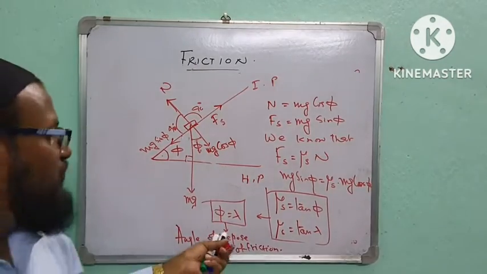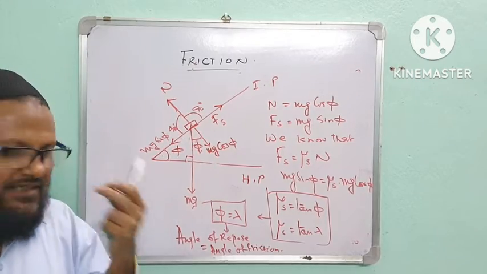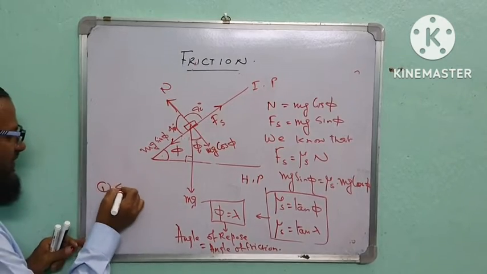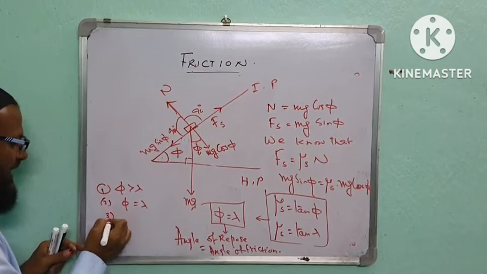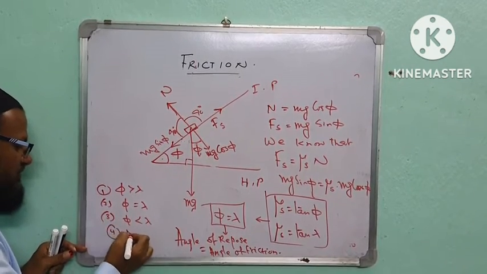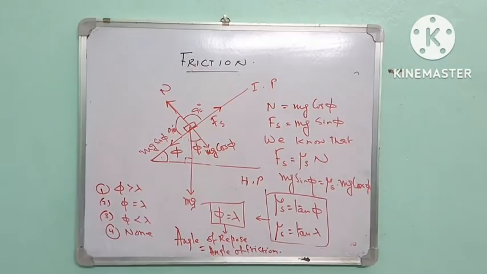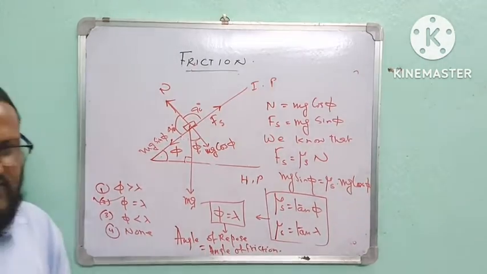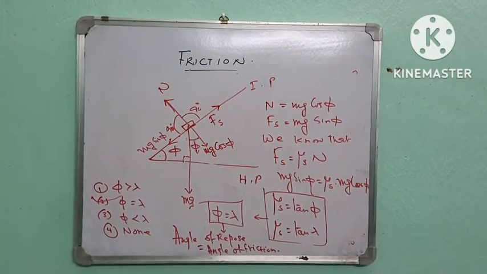You have to prove this for both levels. And for MCQ level, what will it be? There will be questions with options. Angle of repose: number 1, phi greater than lambda. Number 2, phi equal to lambda. Number 3, phi less than lambda. And number 4, none. Which one is correct? Phi equal to lambda.